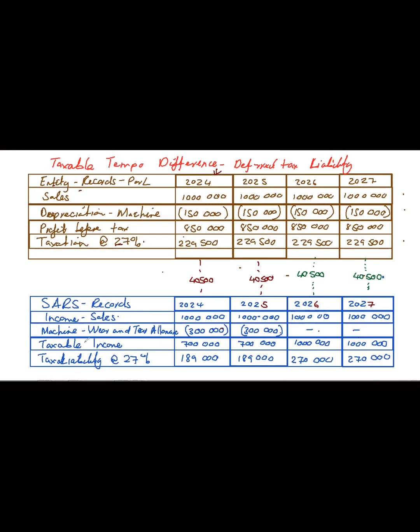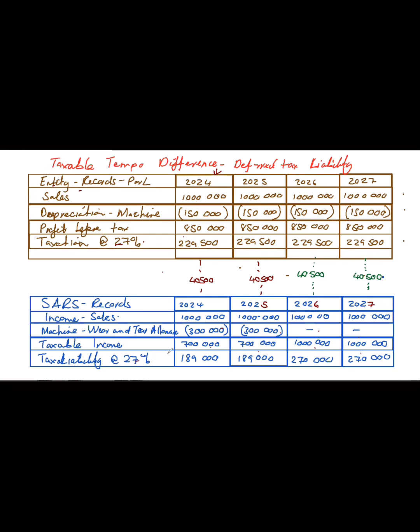Then let's look at the taxable income. Here is 700, 700. Here it's 1 million, 1 million. There's a relevance in these amounts. I'm just going to explain that, and then I hope you will understand. And then this is the tax liability.